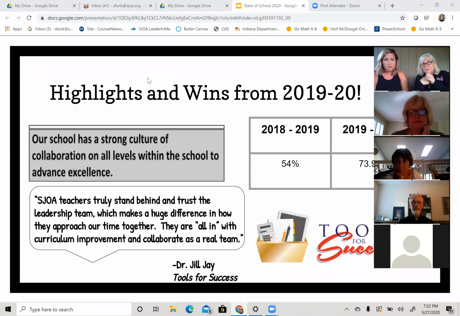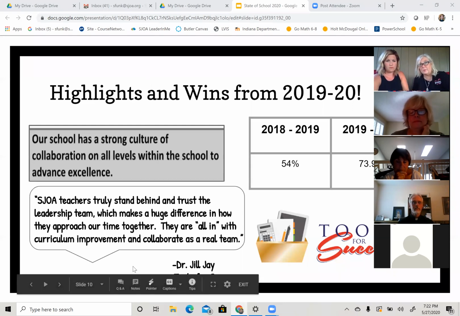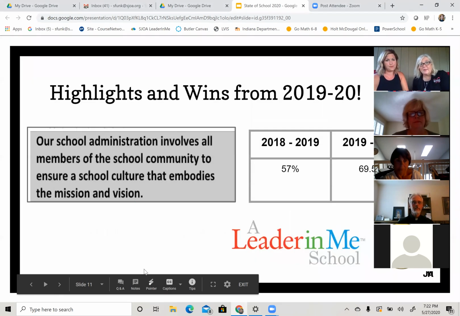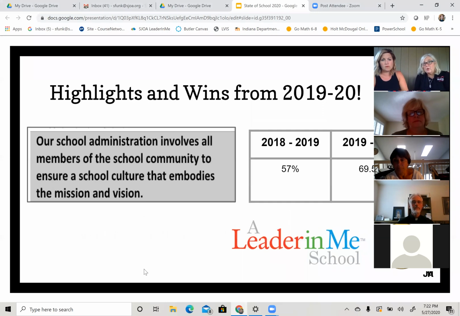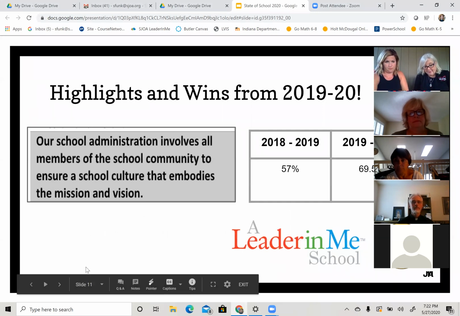And I always believe there's a lot we can learn from our public school friends. Yep. There's a lot they should learn from us. That's not what they're in the business of. We are in the business of formation, and part of formation is what are they doing well that we need to know that we can carry into our school. So this question increased immensely this year, the answer. Yep. And the last one, our school administration involves the members of the school community to ensure a school culture that embodies the mission and vision, increased as well this year. So we're thankful for that.